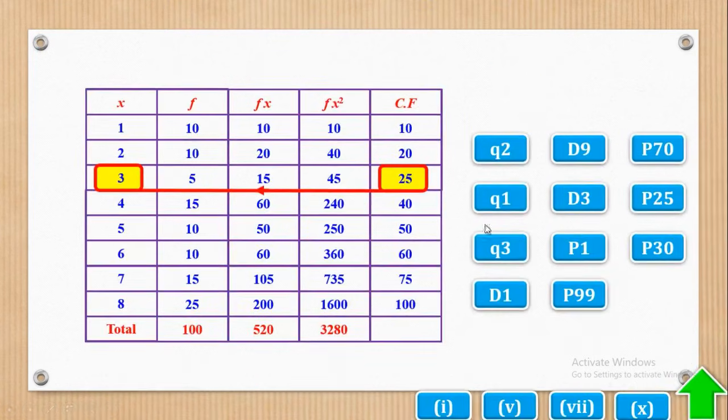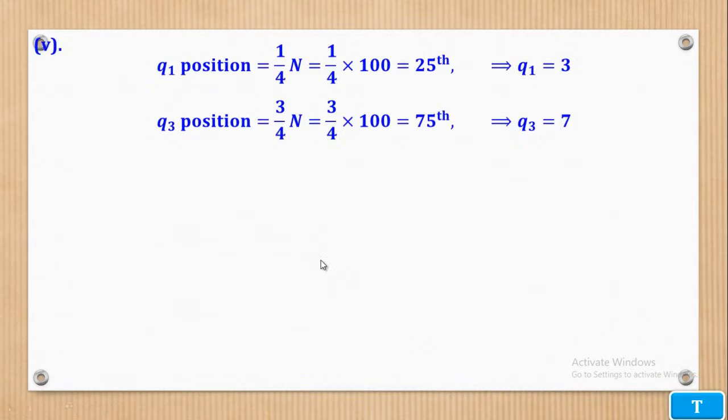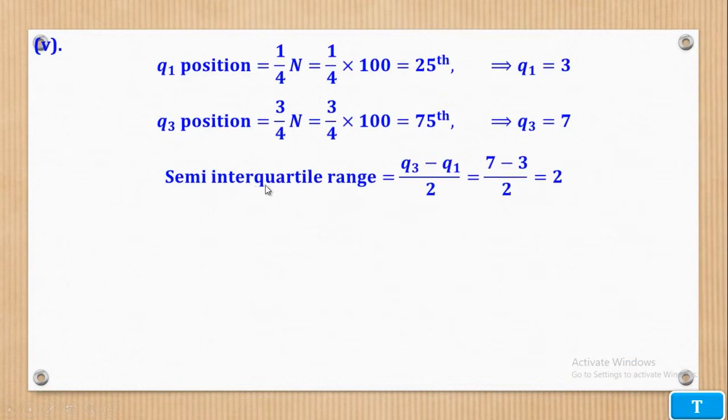We shall go back to our table. First remove this and locate a value slightly greater than or equal to 75, which is exactly here, so it corresponds to 7. Therefore 7 will be your upper quartile. Now that I've got Q3 and Q1, I can substitute in the formula for semi-interquartile range. So semi-interquartile range is (Q3 minus Q1) over 2, and gives you 2 as the value they want.